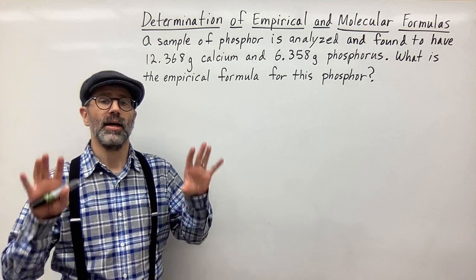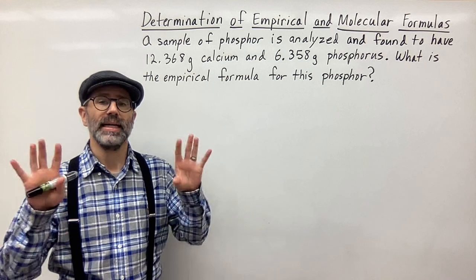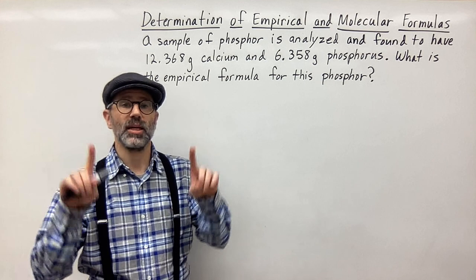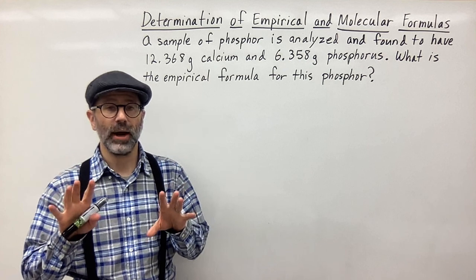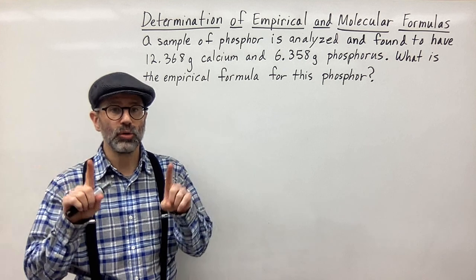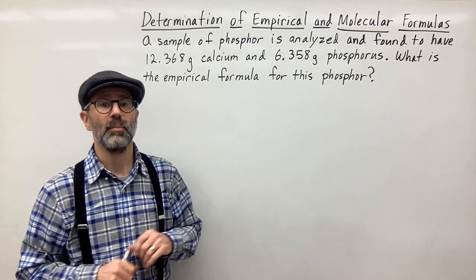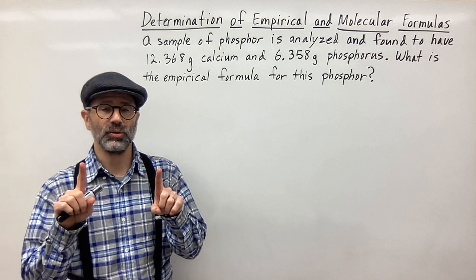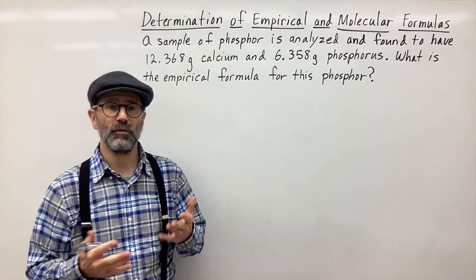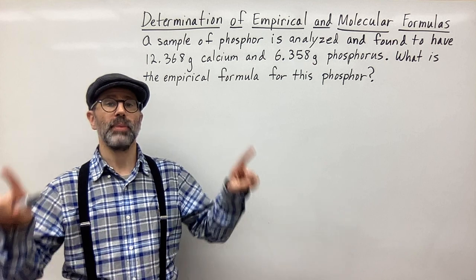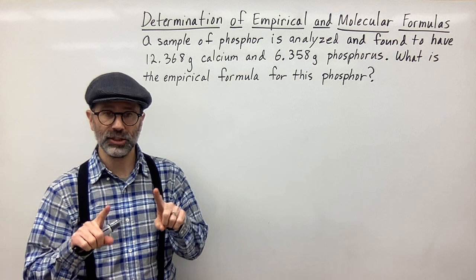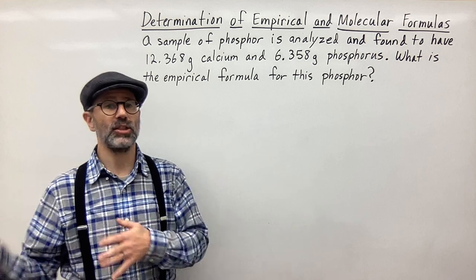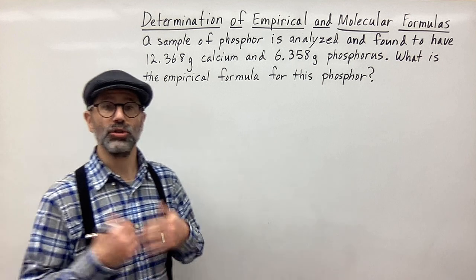Because remember, the empirical formula is the formula where the subscripts are the simplest whole number ratio, right? And those are molar ratios, as I've shown in my previous video. The subscripts are molar ratios. So I need to convert grams to moles and compare those to get a molar ratio. So the first step when you're given grams is to just convert that to moles using the molar mass of each element.